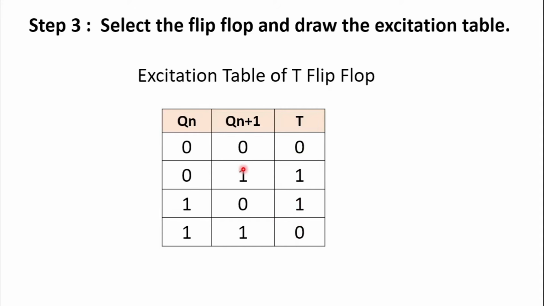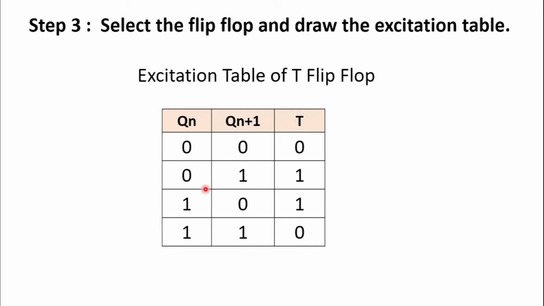A simple way to remember the excitation table of the T flip-flop is that if you carefully observe it, you can guess that when the present state and next state are the same, meaning there is no change, in that case the value of T is 0. So 0, 0, both states are the same, so the value of T is 0. Here also the present state is 1, next state is 1, so there is no change, so the value of T is 0. T stands for toggling, meaning no toggling is taking place in the first and last rows, so the value of T is 0.